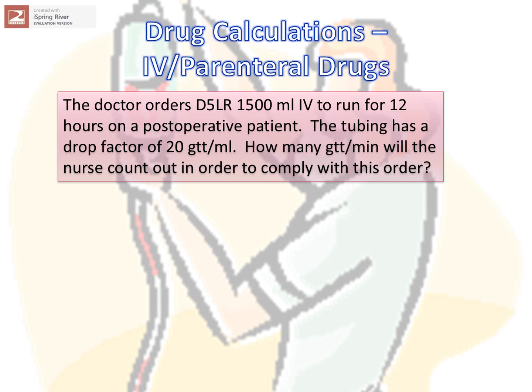So we're going to go on to finding the drip rate. The doctor orders D5LR, lactated Ringer's, 1,500 milliliters IV to run for 12 hours on a post-operative patient. The tubing has a drop factor of 12 drops per milliliter. How many drops per minute will the nurse count out in order to comply with this order?